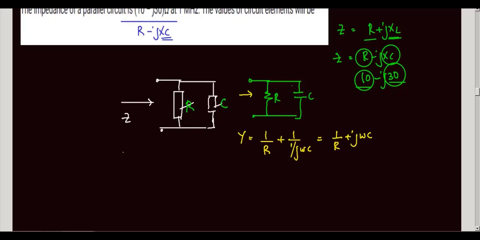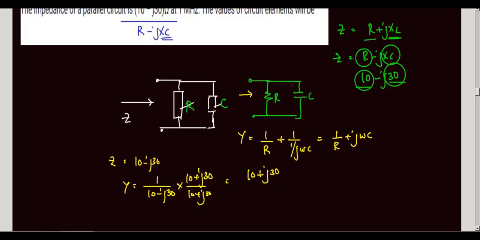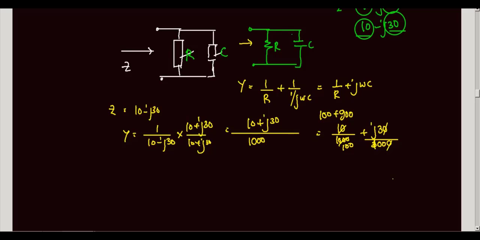But you see, z equal to 10 minus j 30, so y equal to 1 by 10 minus j 30. I can write this into 10 plus j 30 divided by 10 plus j 30. So 10 plus j 30 by 10 square plus 30 square, 100 plus 900, it is 1000. So 10 by 1000 plus j 30 by 1000, so y equal to 1 by 100 plus j 3 by 100.